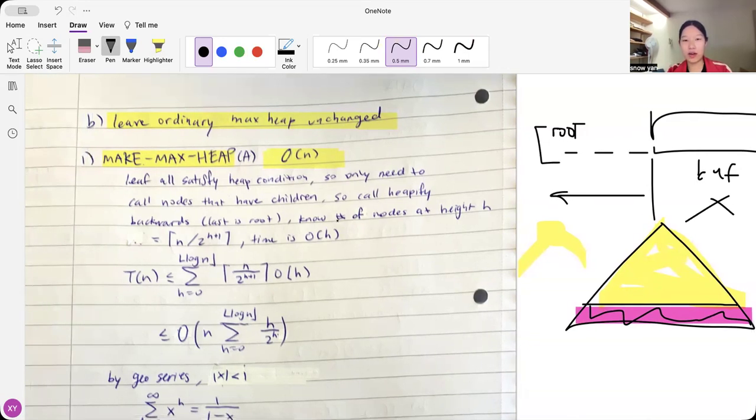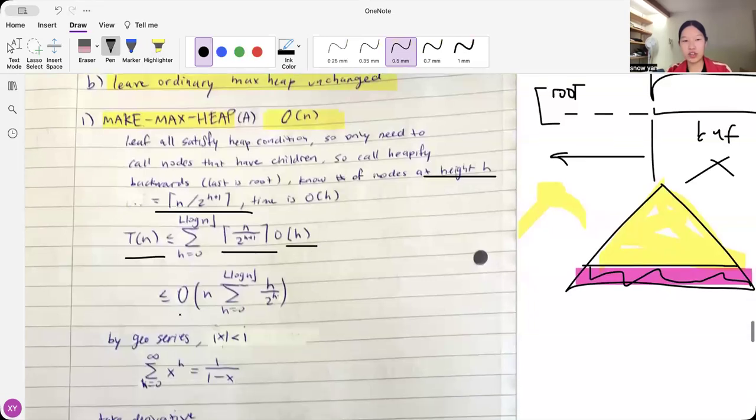We know that at height h, the number of nodes is roughly of this value, and the time is O of h. So we can write this as T of n equal to the sum from h equals 0 all the way to log n of this quantity times the O of h time, right? Then we can change it from here, so we have O of n times this sum.